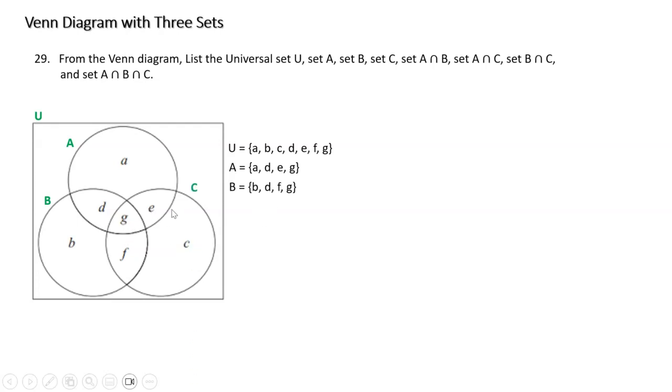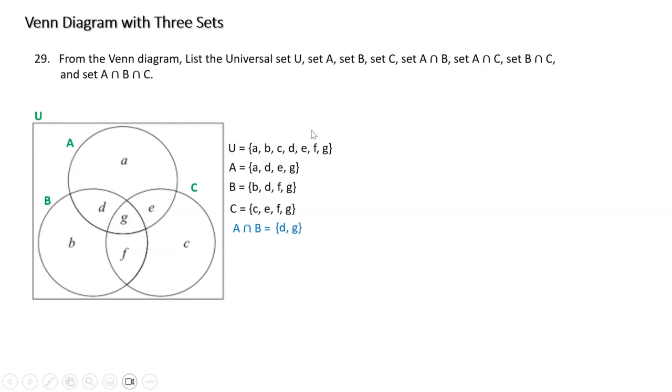Now set C is going to be C, E, F, G. Now comes the intersection between A and B. Where do A and B intersect? This is A, and this is B. Won't the answer be D, G, right?